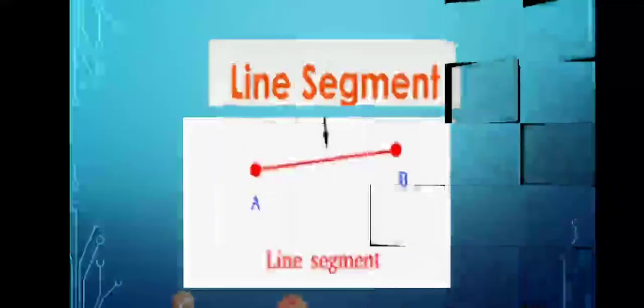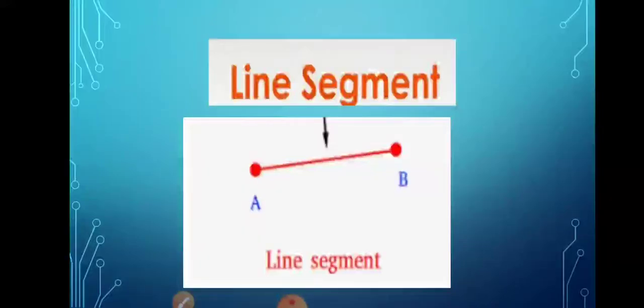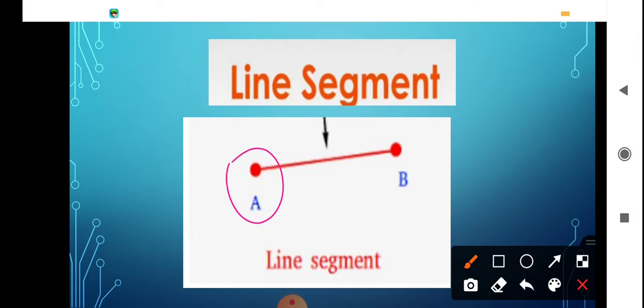After this, line segment. A part of a line is called a line segment. It has two end points and cannot be extended further. इसके दो end point होते हैं. इसका मतलब ये और आगे नहीं बढ़ सकती. So it has a fixed length.